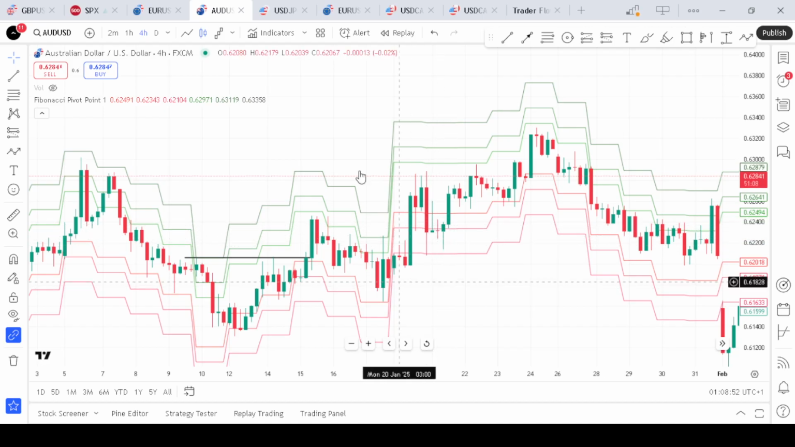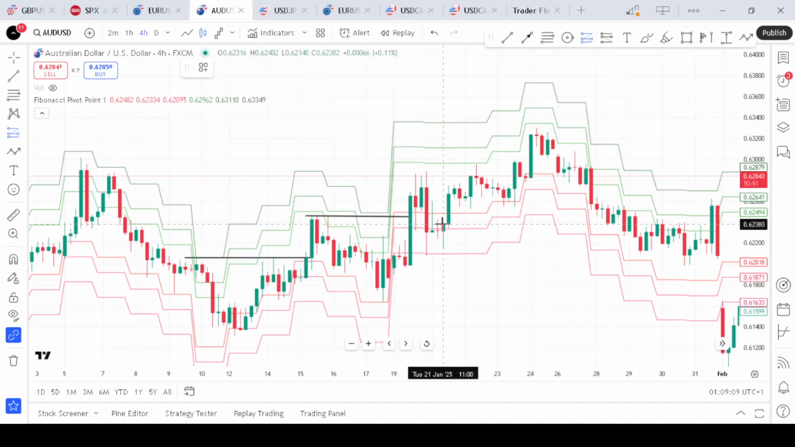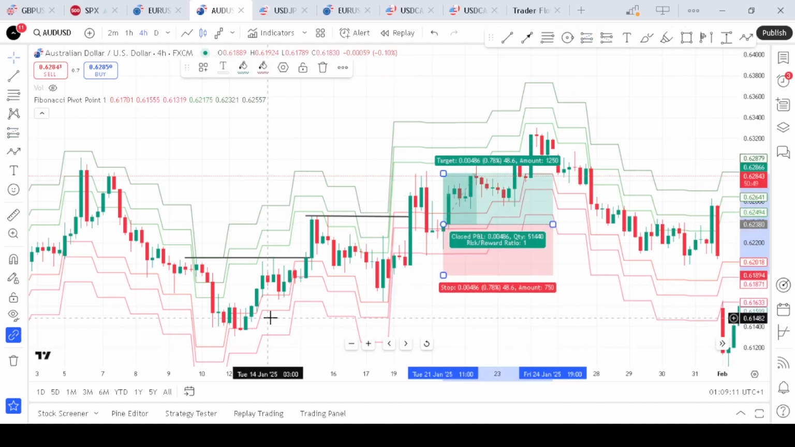price to reverse. And as we can see at this area where price broke structure, when price came here to retest, it reversed from the S1, the S2 region, forming a pin bar. This would have been a particularly good area for us to enter our buy trade.